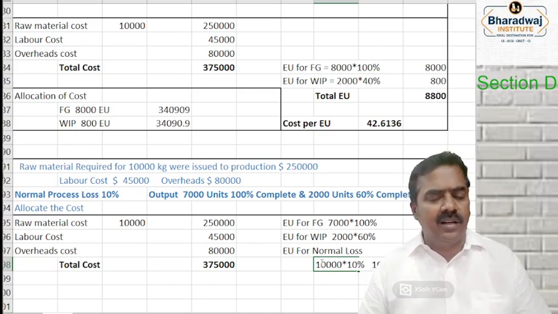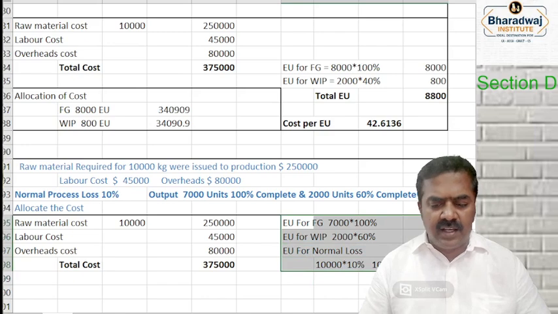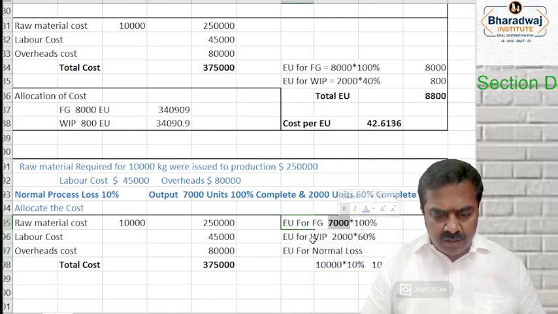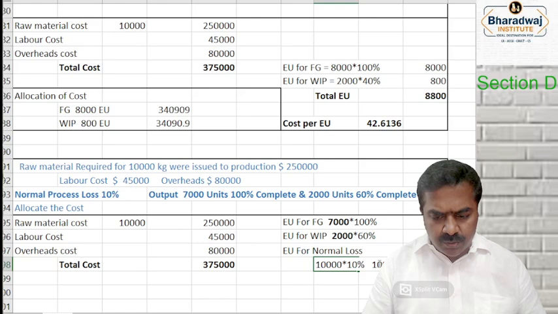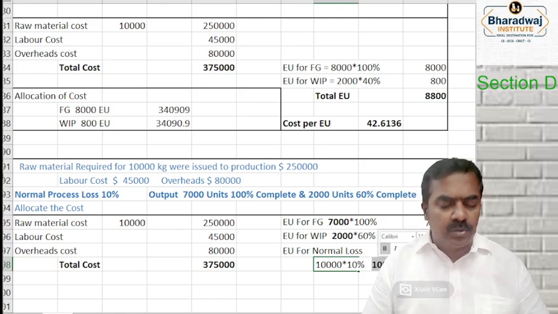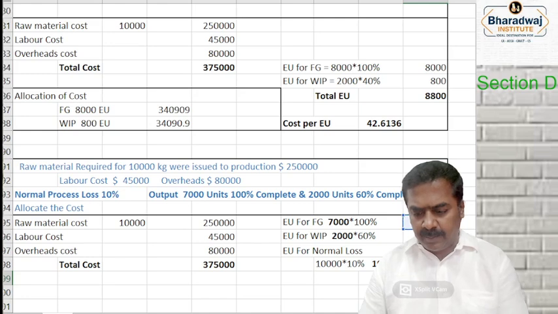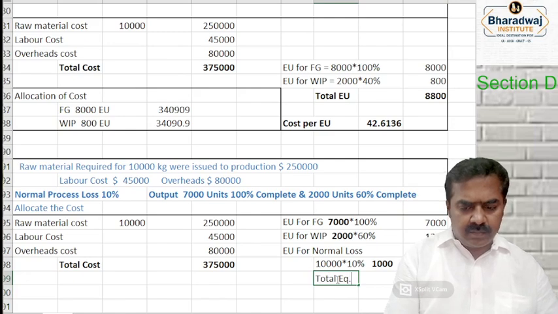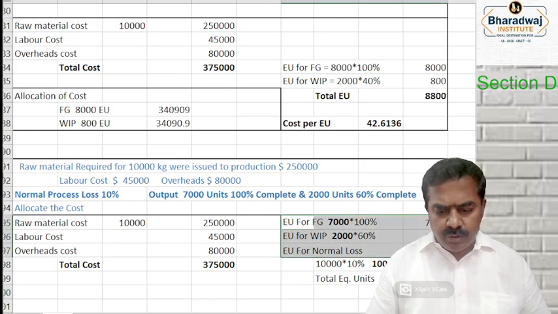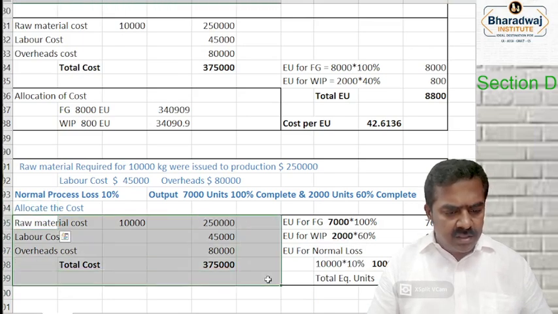Normal loss, do we allocate cost? We don't allocate cost. No equivalent unit assignment. Normal loss, we don't assign any cost, so no equivalent unit for that. You can verify. 7,000 plus 2,000 plus normal loss 1,000, totally it becomes 10,000. In this question, there is no abnormal loss or abnormal gain. So this is the total equivalent units. Based on this, cost will be assigned. Total cost is the same.